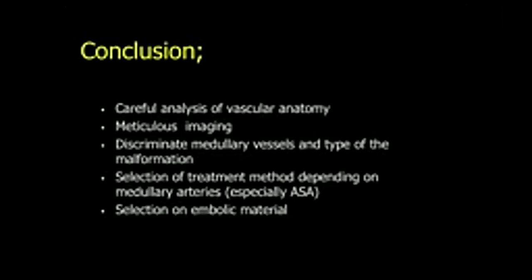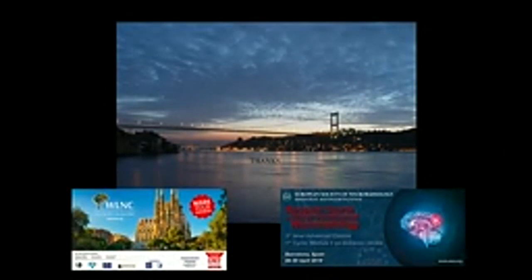Careful analysis of the vascular anatomy and understanding what type of pathology you are confronting, and then looking selectively at the anterior spinal artery is crucial. And of course, the embolic material selection is another thing you need to think about. Thank you for your attention.